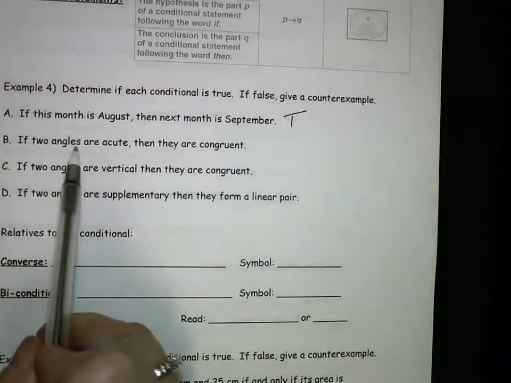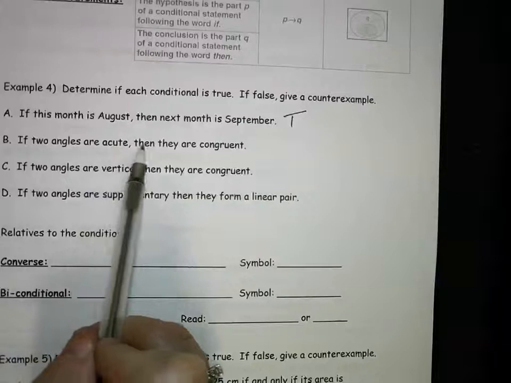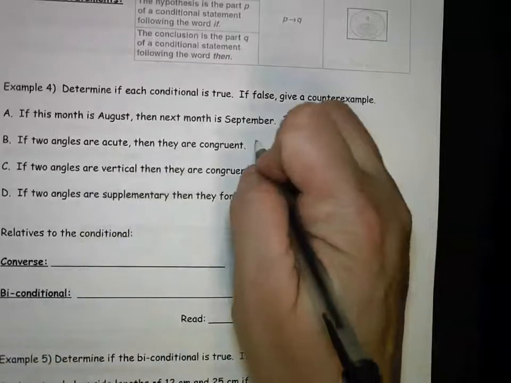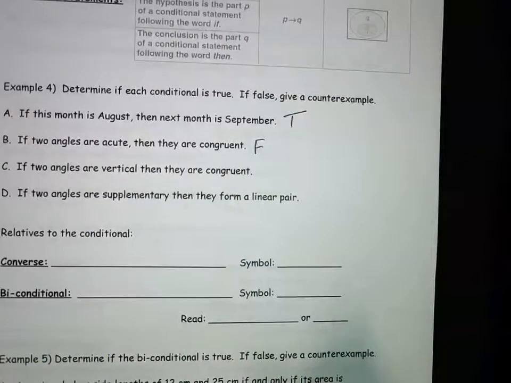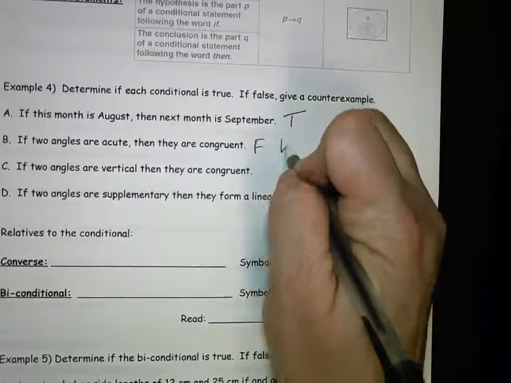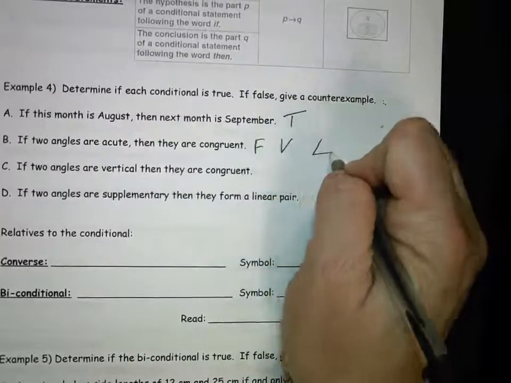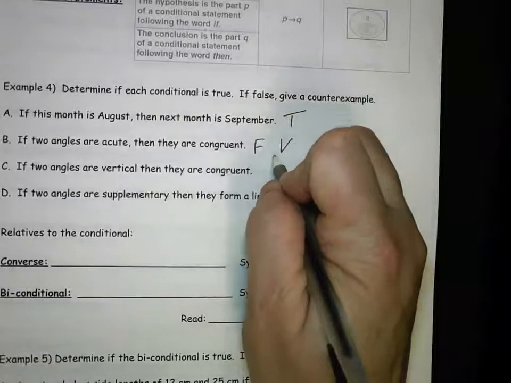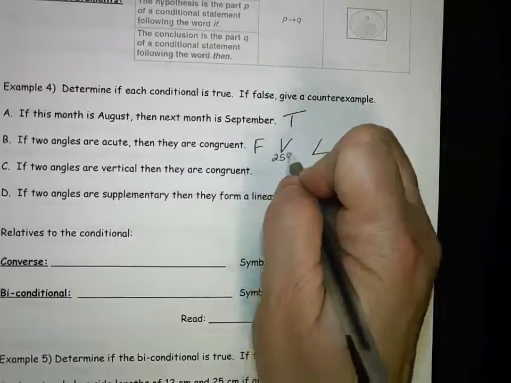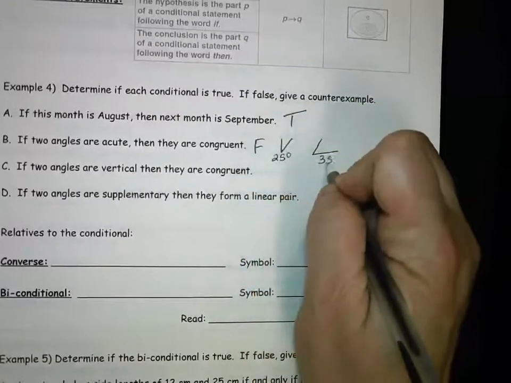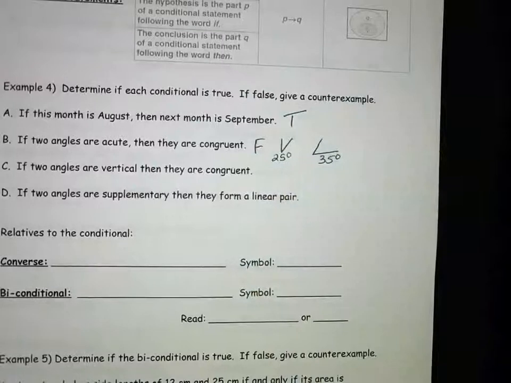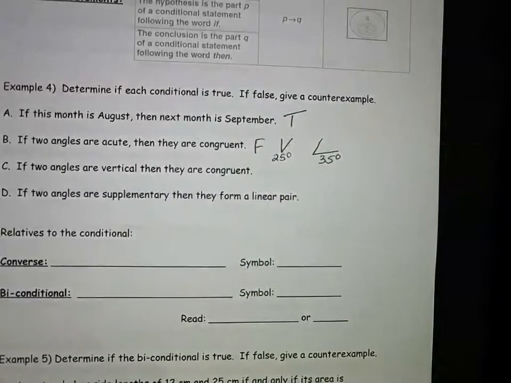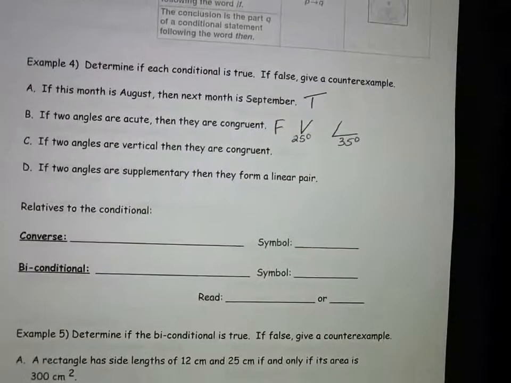If two angles are acute, then they have to be congruent. That one would be false. And you could draw two angles. Those are acute. I'm going to say this one is 25 degrees and this one is 35 degrees. Those angles are both acute, but they are not congruent.